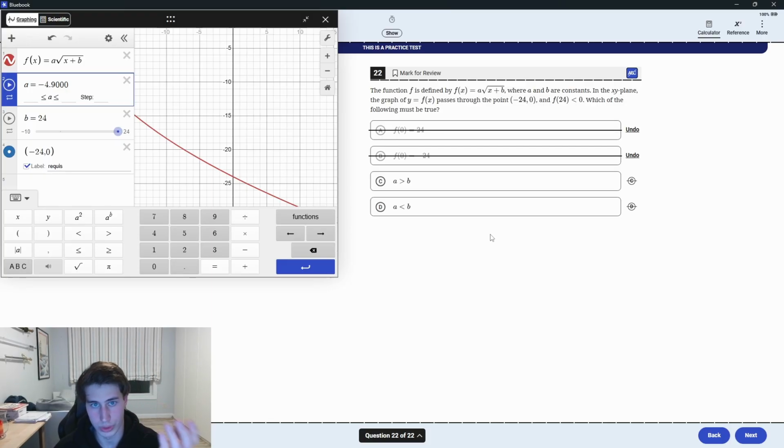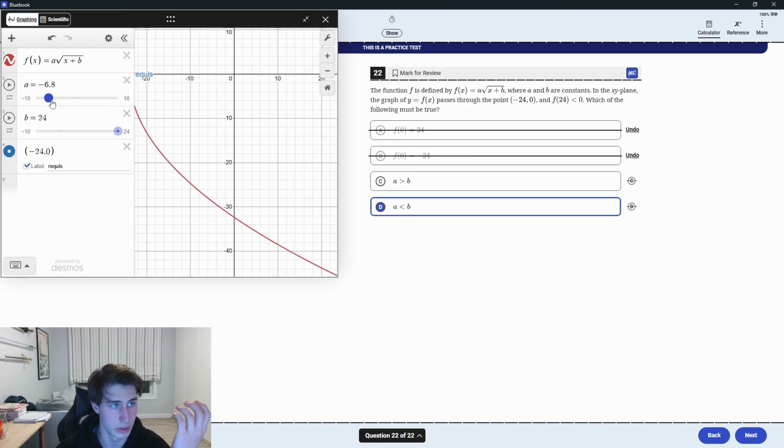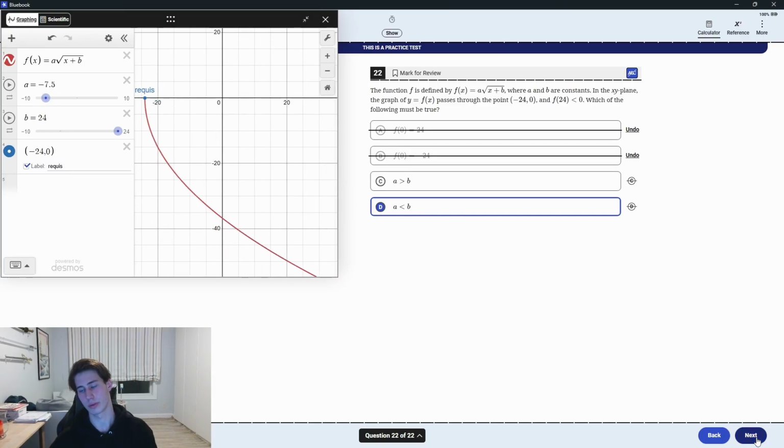So which one is always true? And in this case, B is actually greater than A. So A is less than B. So D is our correct answer. Because looking clearly at our graph, with any point here, with A being less than 0, makes A less than B. So in this case, D is the correct answer.